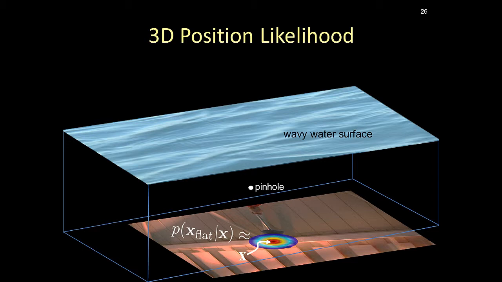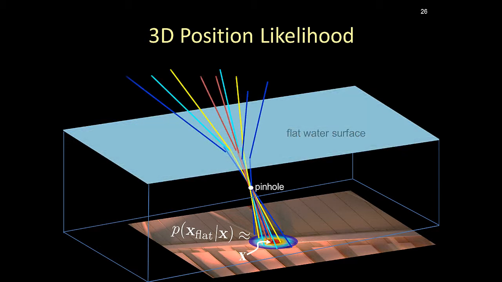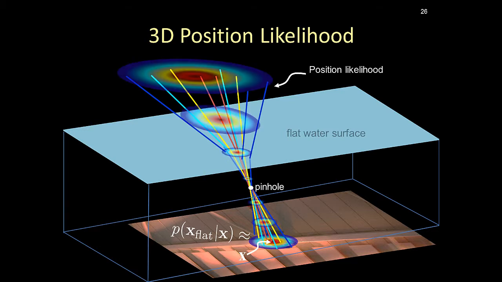Let's back project all the pixels around x with matching weights. We replace the unknown wavy water surface with a flat surface. Now there is refraction, and therefore this cone represents the position likelihood of the object imaged at x. How do we narrow the support of this likelihood?